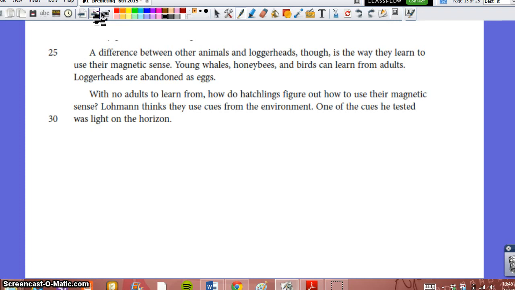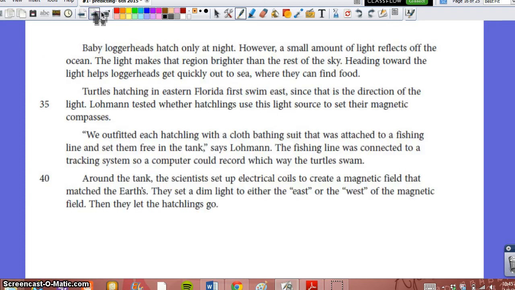One of the cues he tested was light on the horizon. Baby loggerheads hatch only at night. However, a small amount of light reflects off the ocean. The light makes that region brighter than the rest of the sky. Heading toward the light helps loggerheads get quickly out to sea where they can find food. Turtles hatching in eastern Florida first swim east, since that is the direction of the light.